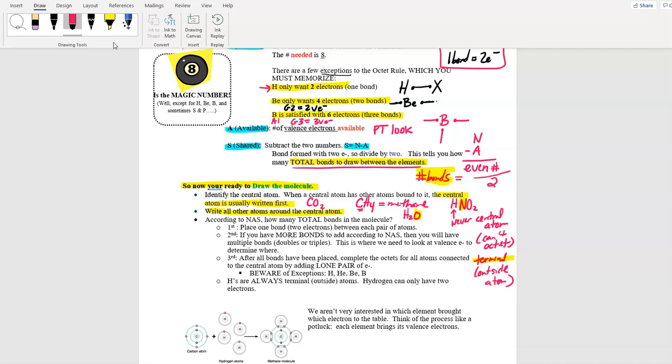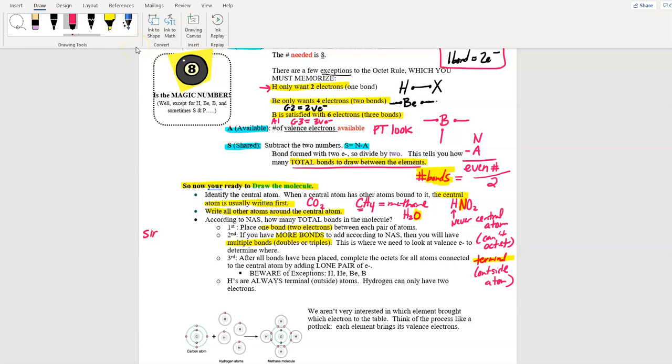So first, place one bond, that means 2 electrons, between every atom, okay? If you have more bonds to add, you've already put one in between every atom and the other element sitting right next to it. Then that means if you have more bonds, then you could have what's called multiple bonds, doubles and triples. So let's do a little side note over here.